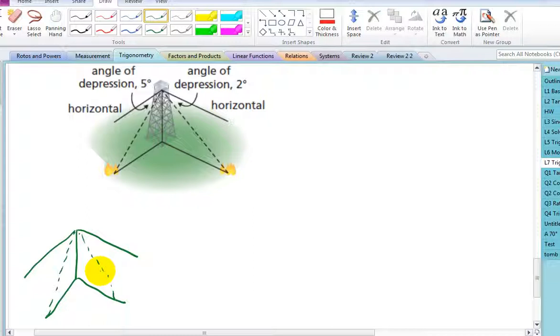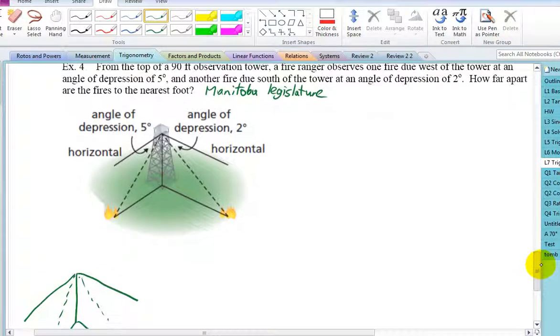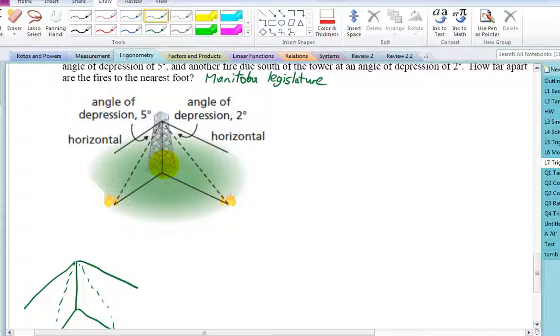So what we're going to do then is we have a 90-foot observation tower. Here we have 2 triangles. They share 90. You want to know the distance between the fire and the tower. So you have to find x here and y over there. Then you have to find the distance between them, w. So what are we going to probably do to find w, keeping in mind that this is a right triangle along the ground?